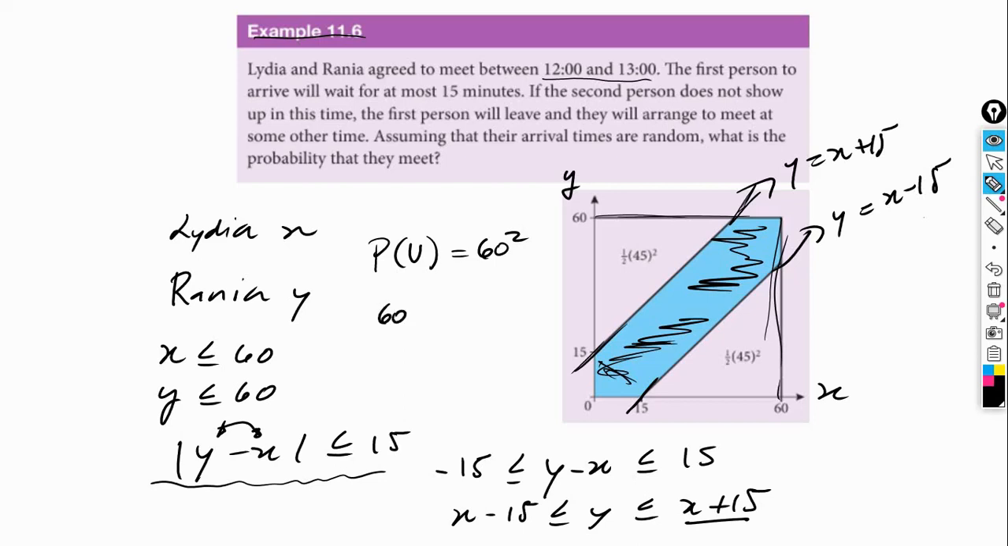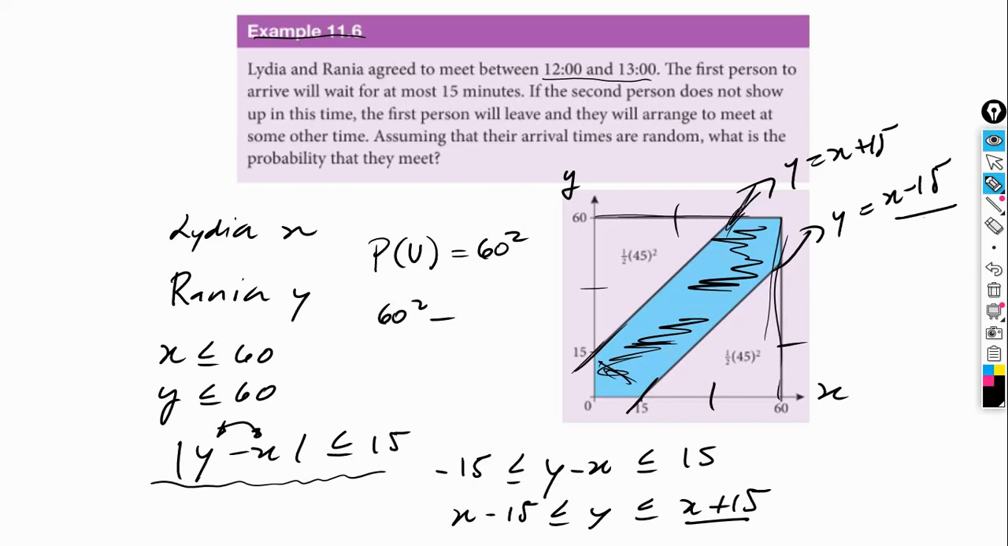60 squared minus, and notice that here we have two triangles that are equal to each other and that are isosceles. Notice that this is an isosceles triangle and this is also an isosceles triangle. And then how do we know that? Well, notice that if we plug in 60, we're going to get 45. And then here, if we plug in 45, we're going to get 60. So obviously these are isosceles triangles and they have the same area.